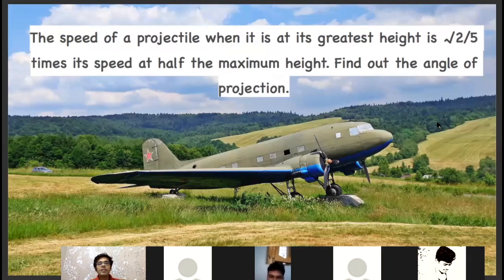So the question is: the speed of a projectile when it is at its greatest height is under root of 2 by 5 times its speed at half the maximum height. Find out the angle of projection.